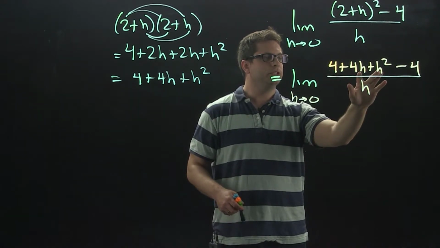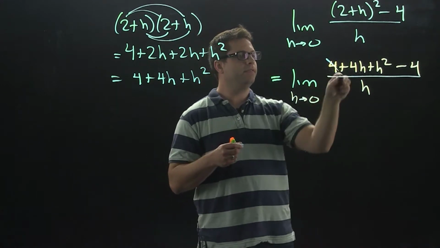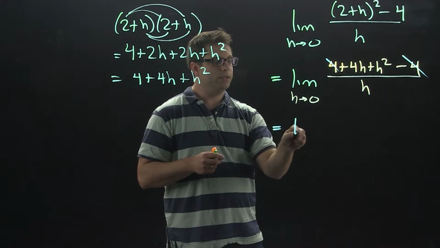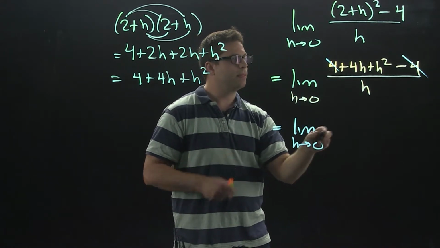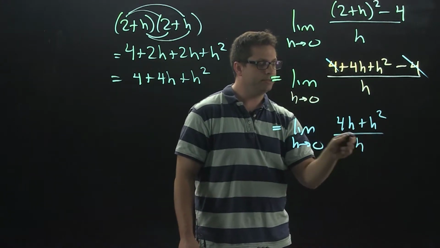These two terms have h's, which is good, but this 4 does not. Luckily, the 4 and the negative 4 will cancel, leaving us with 4h plus h squared all over h.